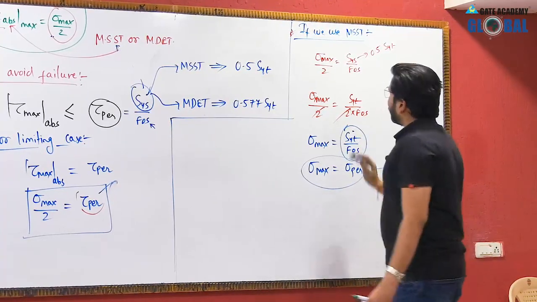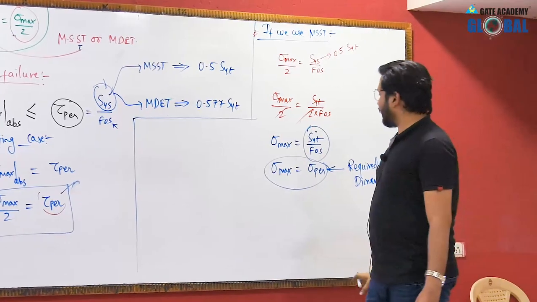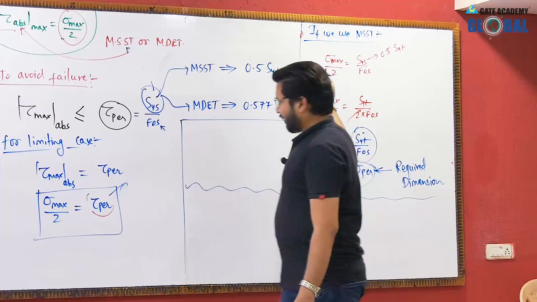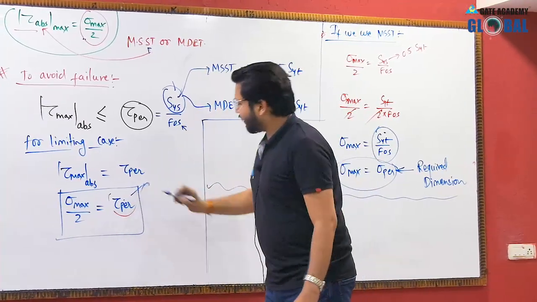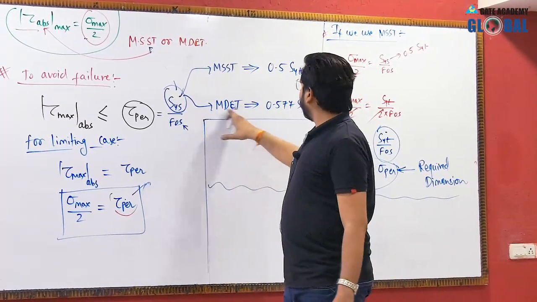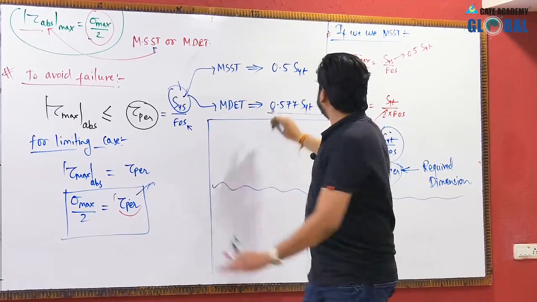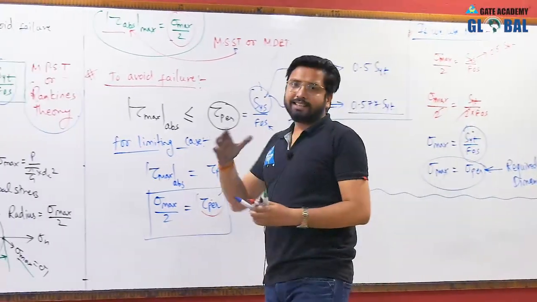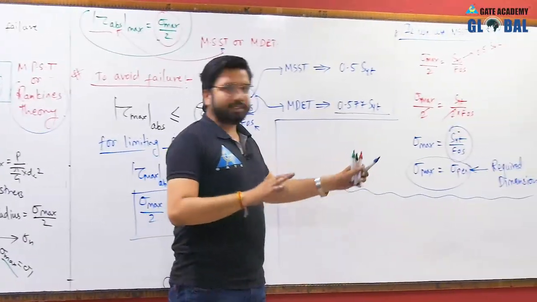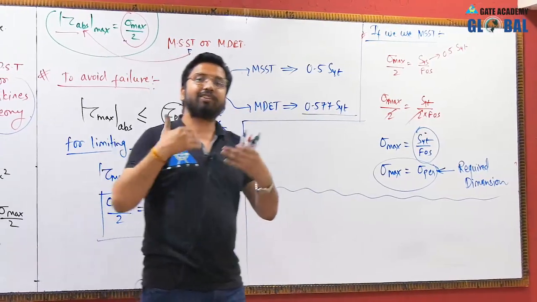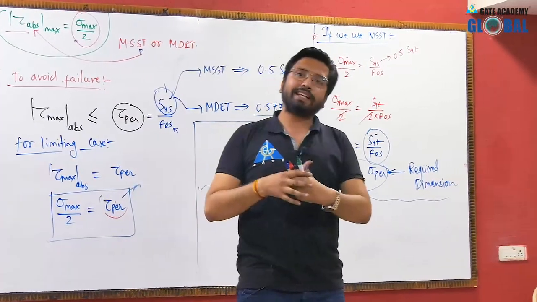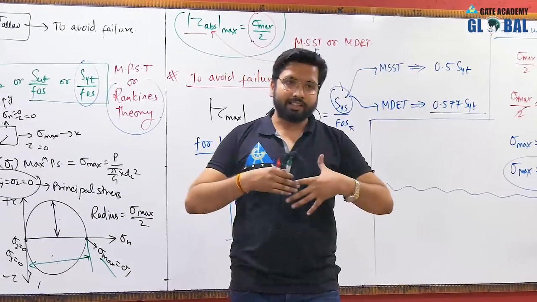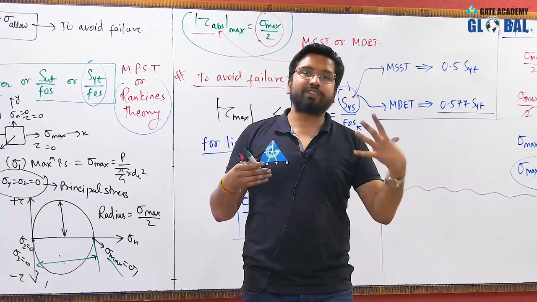But if you use MDET, then there will be some changes in the answer. So if MDET is being used, then nothing to worry, just calculate the value of tau permissible based on this equation. This is just extra information that is not required for calculation. I have delivered this concept just to make your concept stronger. Sometimes it is very essential to discuss things in detail so that our mind gets nourished by the concepts.